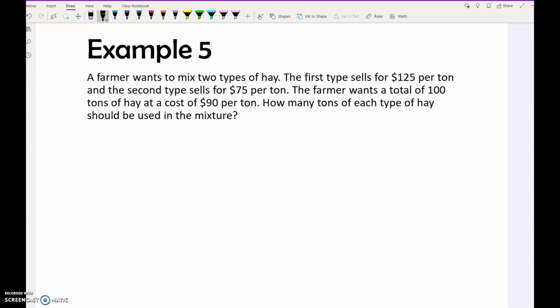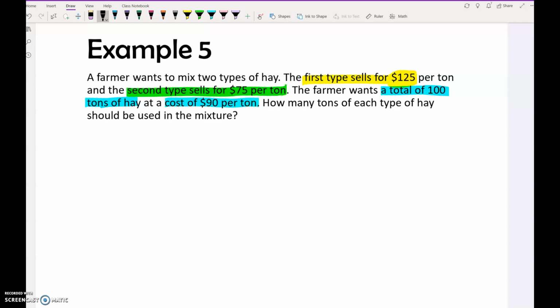This one's about a farmer, because apparently we're in Cowtown, so we talk about farmers, even though we're a metropolitan area, whatever. A farmer wants to mix two types of hay. The first type sells for $125 per ton. The second type sells for $75 per ton. The farmer wants a total of 100 tons of hay at a cost of $90 per ton.